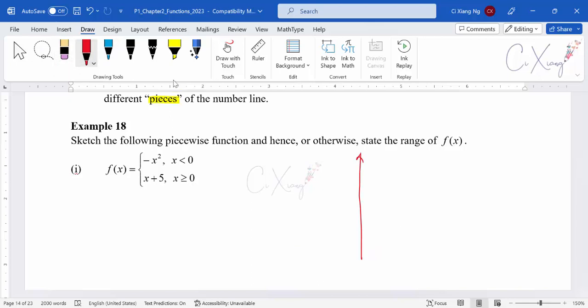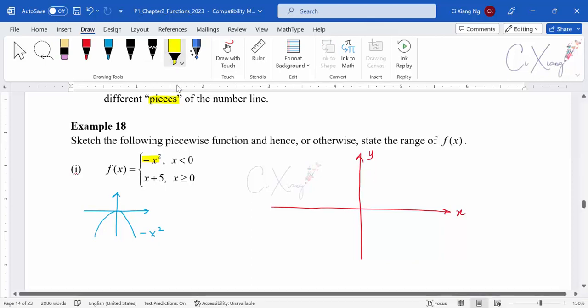Maybe I label the y and x axes first. So let's say this is my x and this is my y, and I will focus on this one first. How can I sketch negative x squared? The original graph is x squared, and negative x squared means I reflect the original u-shape x squared to become an n shape, so my graph will look something like this. Sorry, it should be an n shape for negative x squared. So this is negative x squared.